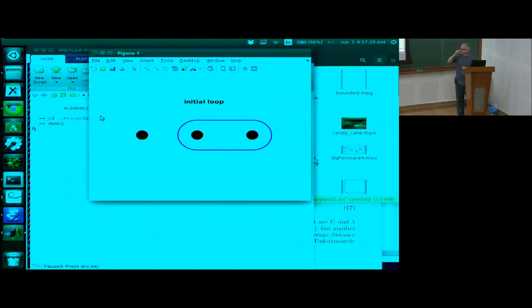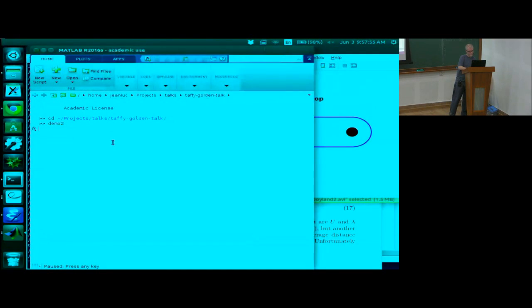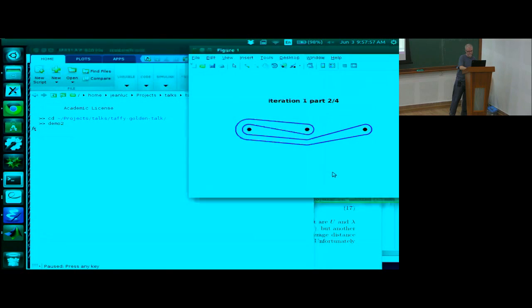Okay, so this is my initial loop. Now I'm going to move the taffy puller in a slightly different way. In the previous picture, I interchanged the first and second rod, and then I interchanged the second and third rod. Now I'm going to do it twice each. I'm going to swap the first and second a full 360 degrees, and then the second one a full 360 degrees. So let's do one iterate. And that's what it looks like after I swap the first and second rod by 360 degrees.